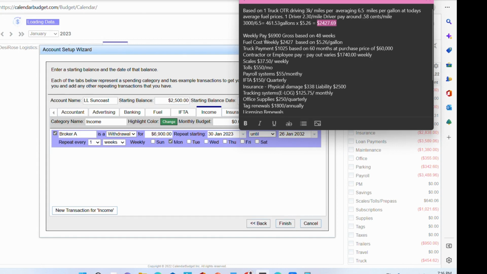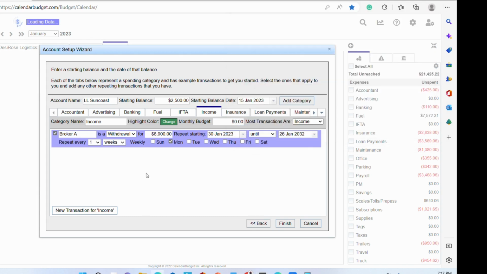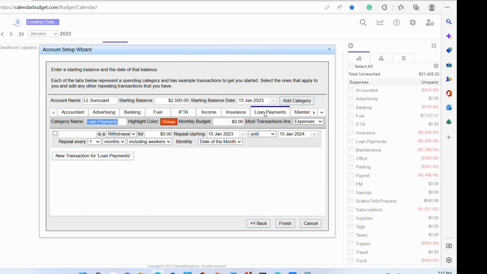We got our weekly pay, our fuel. Now we're going to add our truck payment. What I did for the truck payment is I based it off a low interest rate based on a $60,000 truck that is being financed over 60 months, or 5 years, for a monthly payment of $1,025. You may have a different date, a different price. You have to make your adjustments. Now, I put that under loan payments.